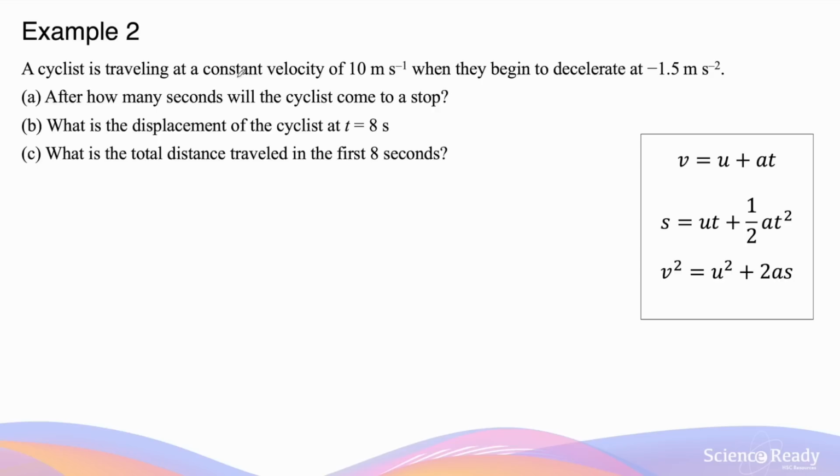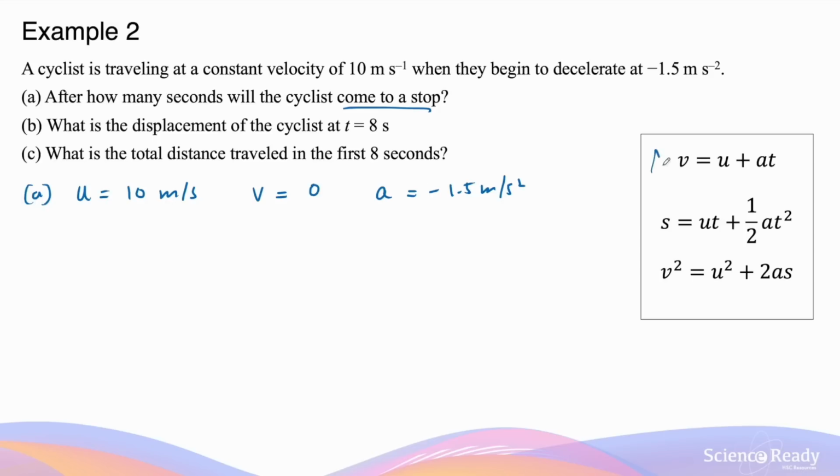A cyclist is traveling at a constant velocity of 10 meters per second when they begin to decelerate at minus 1.5 meters per second squared. How many seconds will the cycle take to come to a stop? So for part A, our initial speed is 10 meters per second, and we want our final speed to be 0 because we want the cycle to come to a stop. And the acceleration is minus 1.5 meters per second squared. We want to find the time over which the cyclist takes to decelerate.